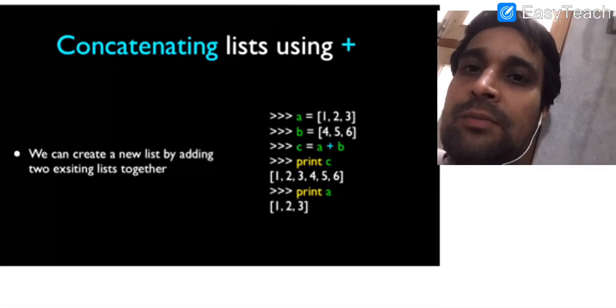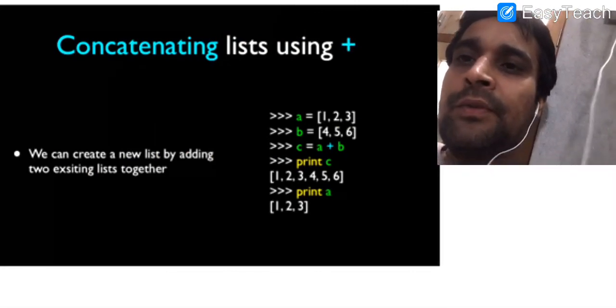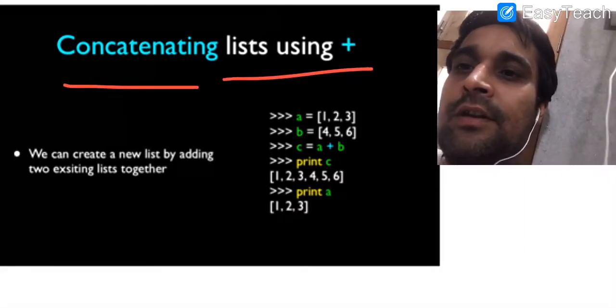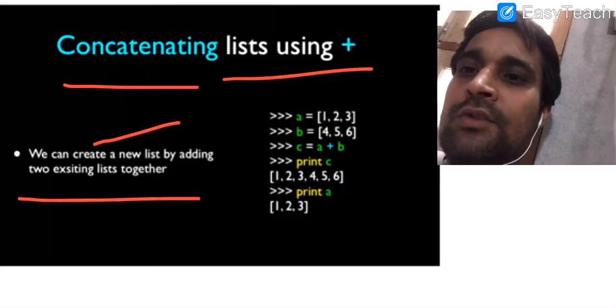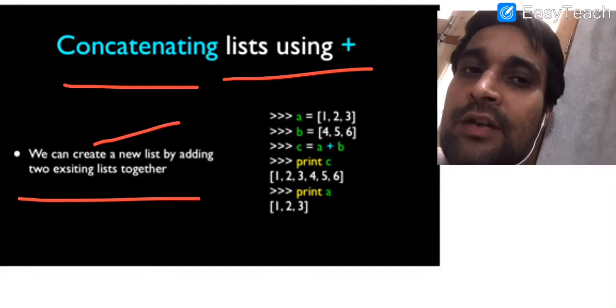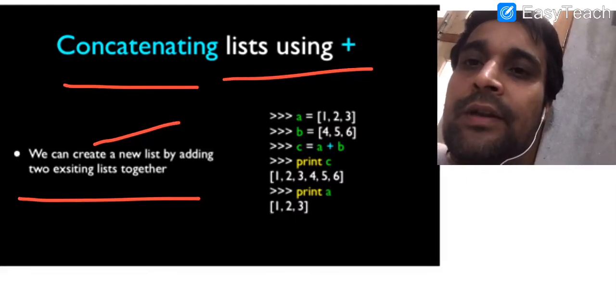Now we are going to discuss some of the operations that we can perform on lists that we can create in Python. We can create a new list by adding two lists together. It is a concept similar to string concatenation, where the second string gets appended after the first string.